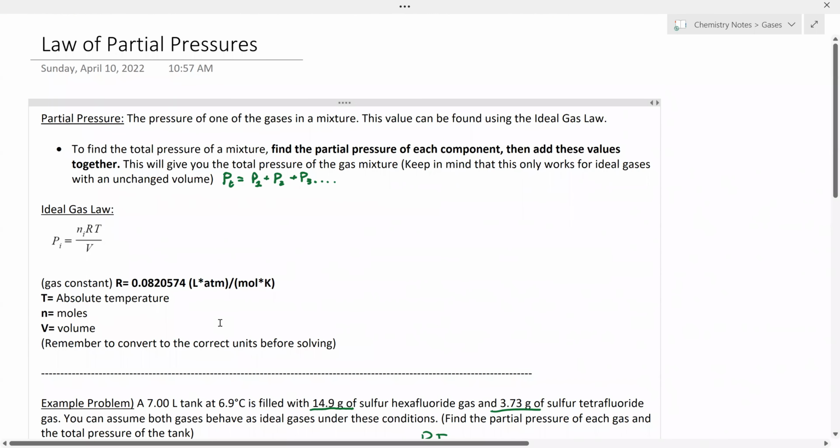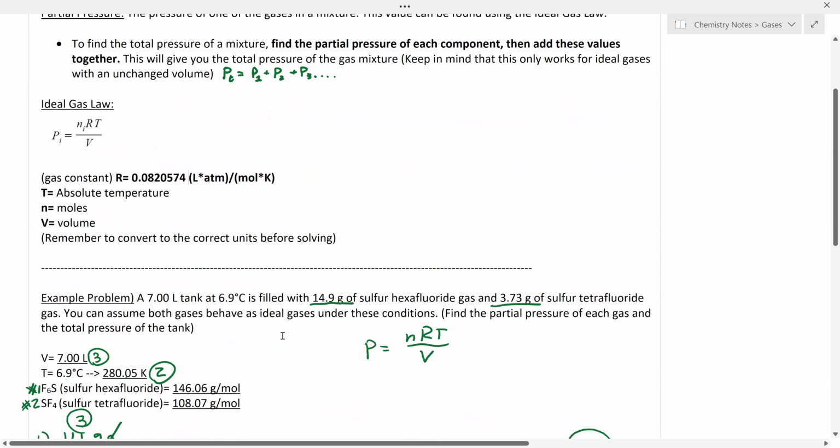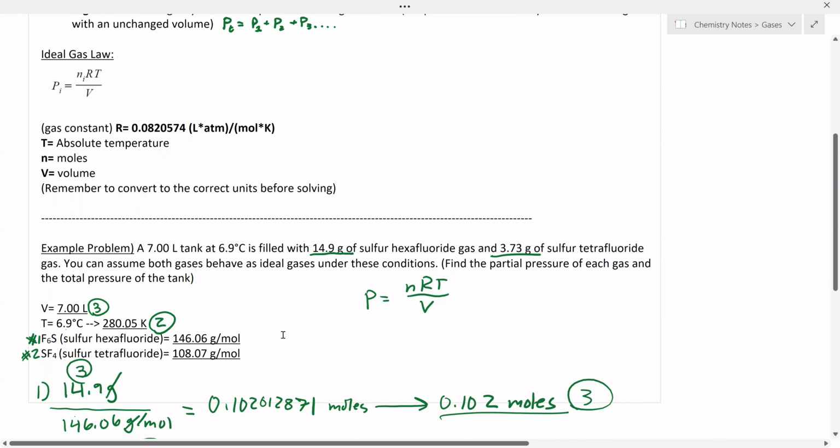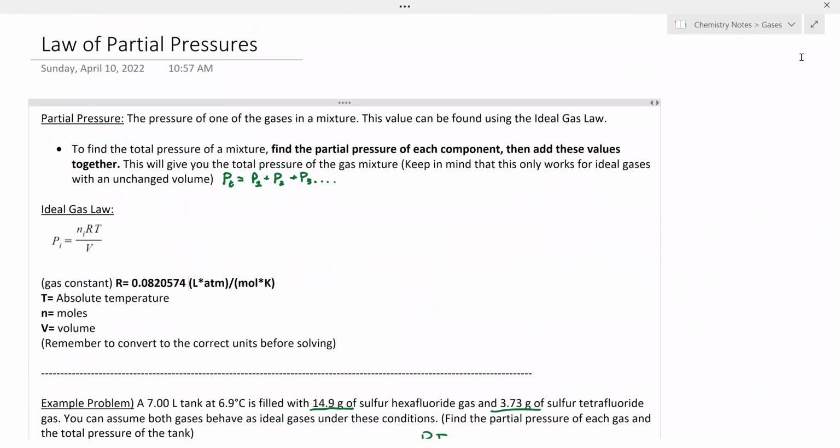So to recap, the law of partial pressures tells us that under constant temperature and constant volume, to find the total pressure of a mixture, you add the individual pressures of the components together. And there you go. There's your atmospheres. And to find the pressure of those individual gases, use the ideal gas law, which is here. And all this stuff you convert where necessary. And yeah, so that's it. That is the law of partial pressures and how it all works.